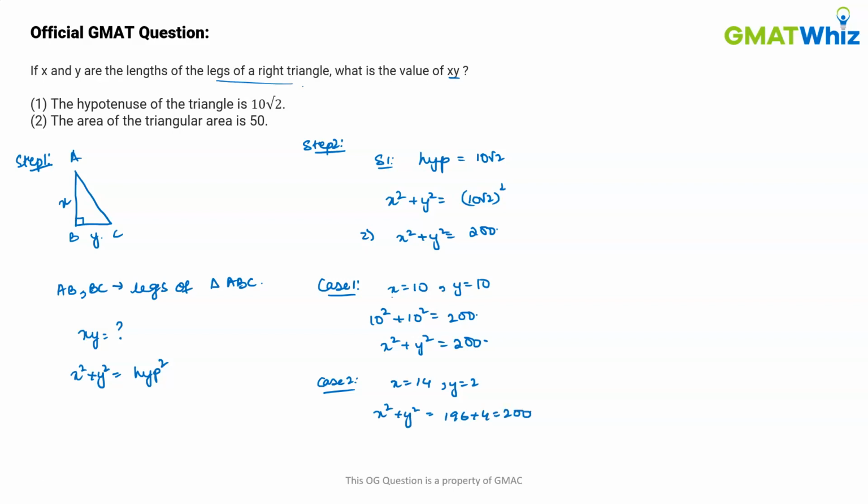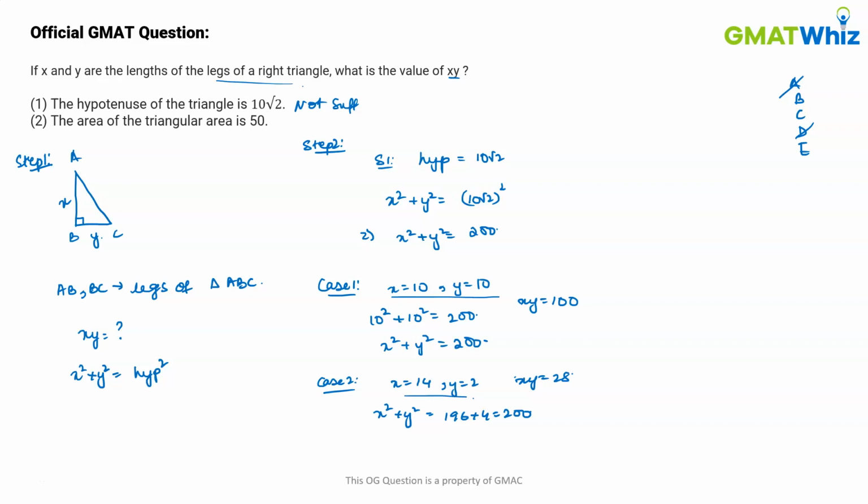So here the values of x and y were 10 and 10 respectively, and here it's 14 and 2. So two different values, and I would be getting two different products. Here the product would be 100 and here the product would be 28. So since I'm getting two different values, statement 1 is not sufficient. And out of the given options, I can eliminate answer options A and D.